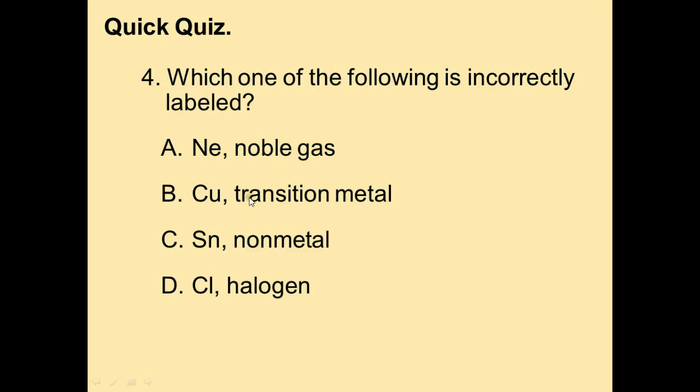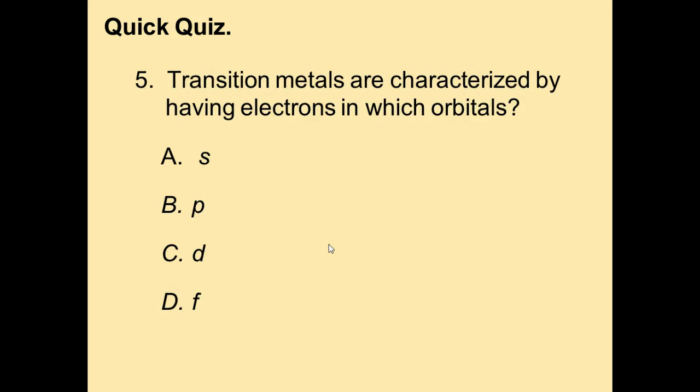Then we looked at Cu, so copper is a transition metal because it's in the D block. It's number 29. And then let's look at D, so chlorine. So chlorine is in group 7A, which is also called the halogens group, and so D is correct. But C, Sn, which is tin, is a metal, so it's not a nonmetal. So C is incorrectly labeled.